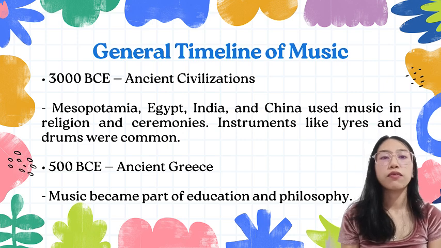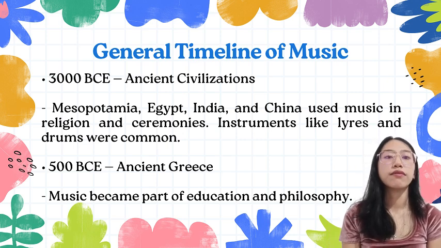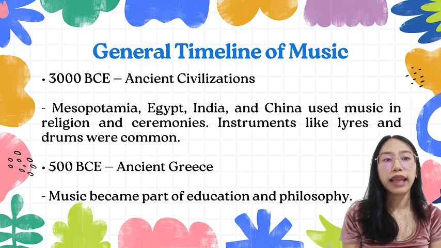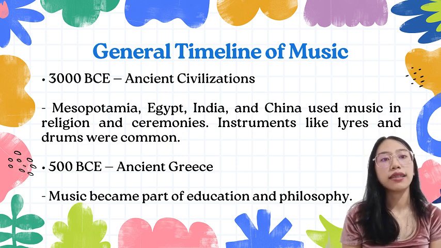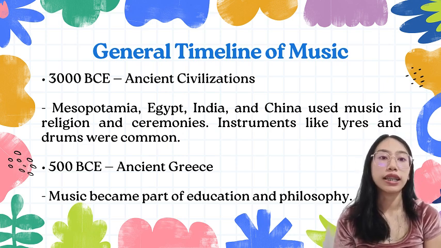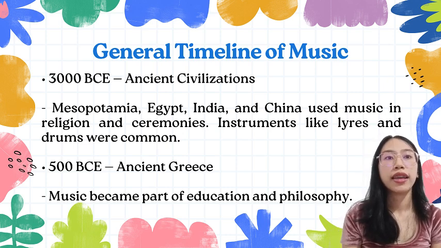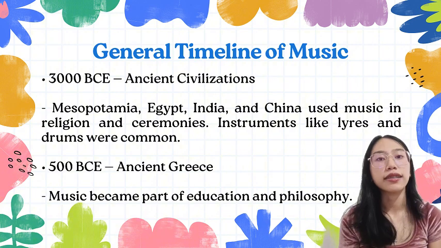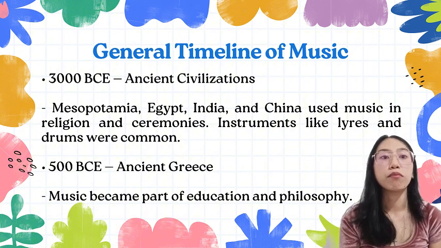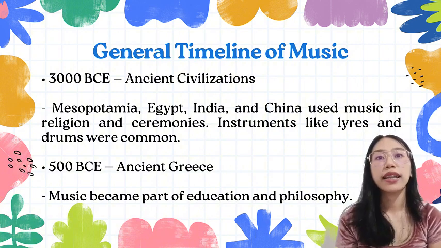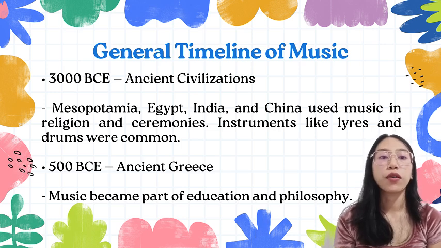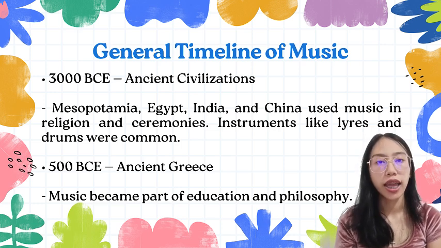In 3000 BCE, or the ancient civilizations, Mesopotamia, Egypt, India, and China used music in religions and ceremonies. It is also when instruments like lyres and drums became more common. Then in 500 BCE, or ancient Greece, music became a huge part of education and philosophy.